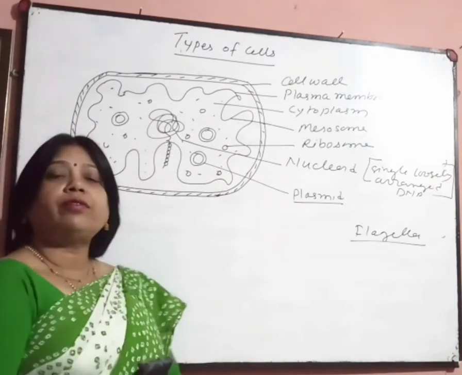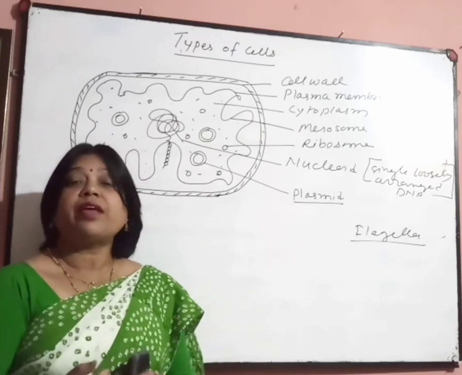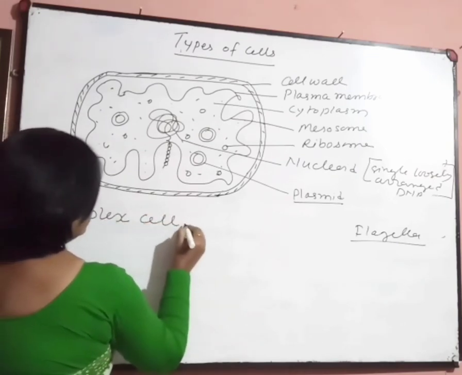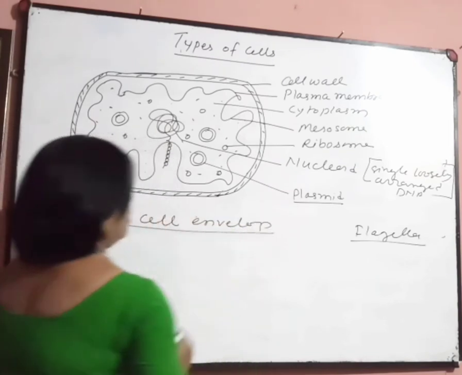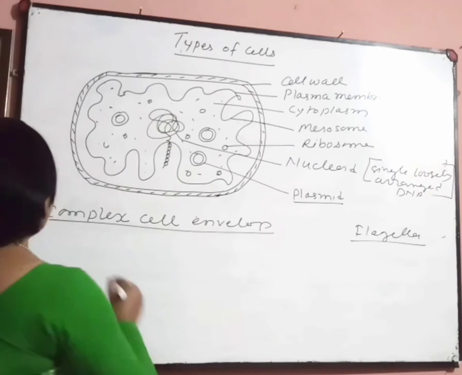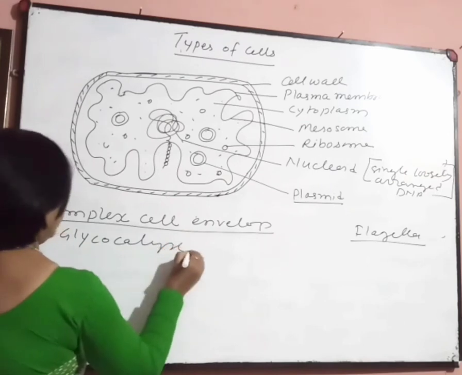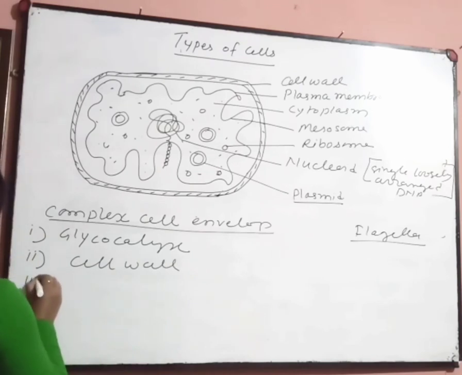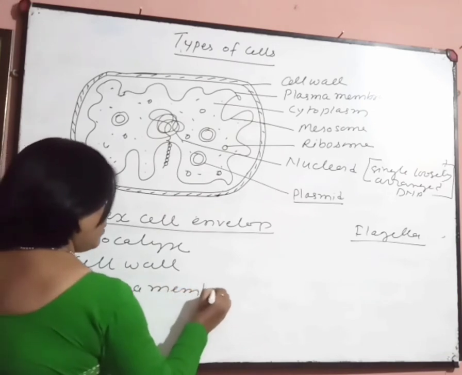Most prokaryotic cells or bacteria are covered by a complex cell envelope. And this cell envelope is made up of 3 layers. The first layer is glycocalyx. Second is cell wall. And third is plasma membrane.